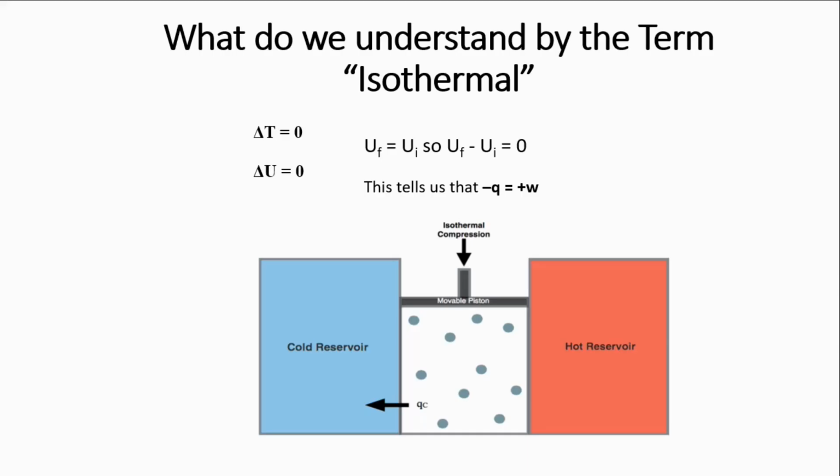If this is done, the temperature will remain constant, because the heat loss, which will be minus 50 kilojoules, will be replaced by plus 50 kilojoules of work. Hence, delta U is equal to 0. And hence we say that we have an isothermal system.